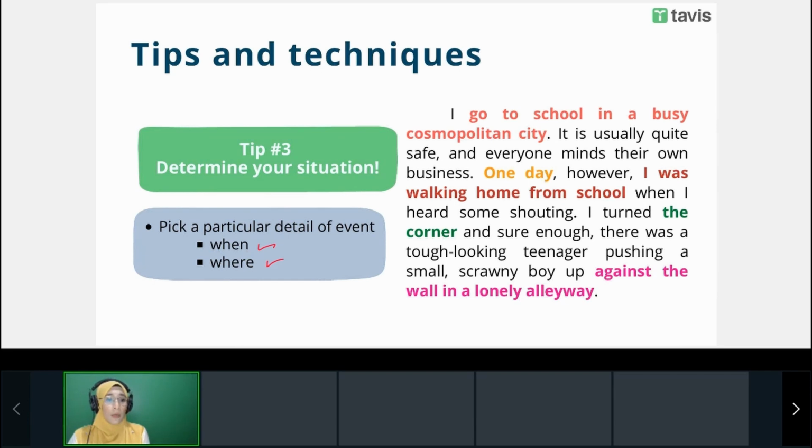So where did it happen? When did it happen? So you can see that where is to school in a busy cosmopolitan city. Now when, stated here, one day. And it was, I was walking from home. And where? The corner, right? The corner and against the lonely alley way. There you go, right? So you can see it stated clearly where it happened. And this is only one paragraph. So can you imagine, in one paragraph, everything is here, all right?